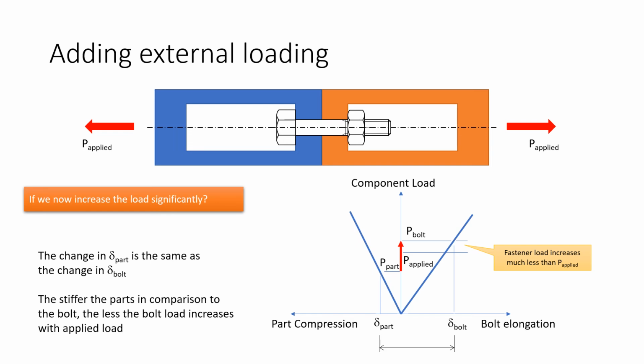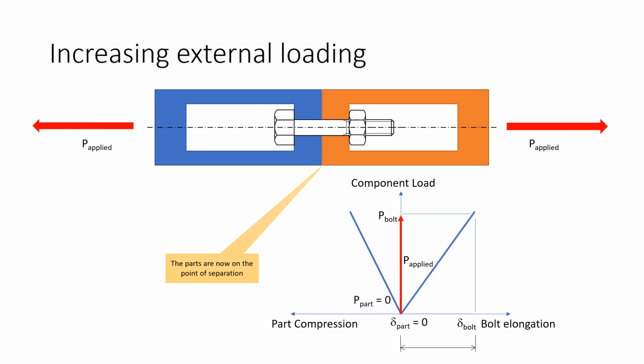So if we're going to increase that load significantly, what's going to happen? Here we've increased the applied load until the parts are on the point of separation. So there's no more load left in the stack of parts. Hooke's law for the parts no longer applies unless you consider the stiffness to be zero. The load in the bolt is equal to the applied load externally, because there's no other contribution to the load, so delta bolt basically equals P applied divided by the stiffness of the bolt.